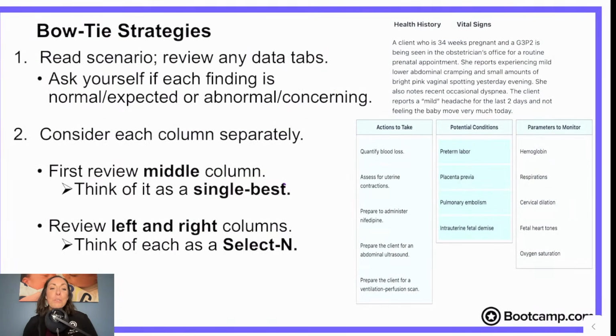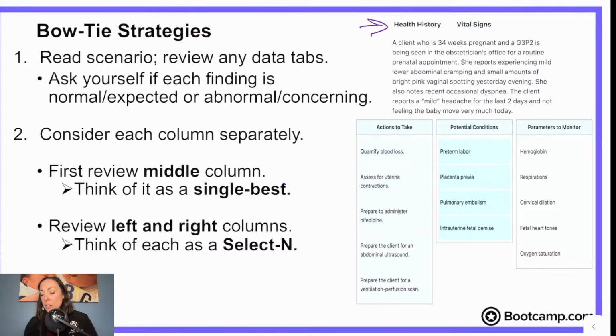All right, let's talk through some strategies, because that's what's really important here to help you as you're taking on these questions and know how to approach it. First, you're going to read the scenario and review any of the data tabs. Up here, you can see this one has a health history and vital signs. You're going to review those in their entirety. As you read through those, I want you to ask yourself if each finding is normal and expected, or if it's abnormal and concerning. And as we go through the example today, I'm going to be asking you all to tell me if you think it's normal and expected, or if it's concerning.